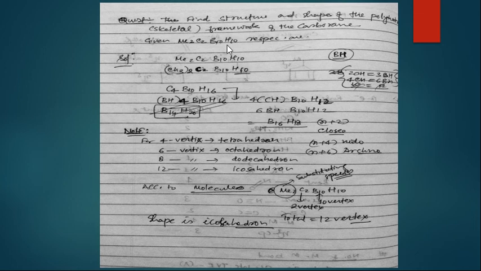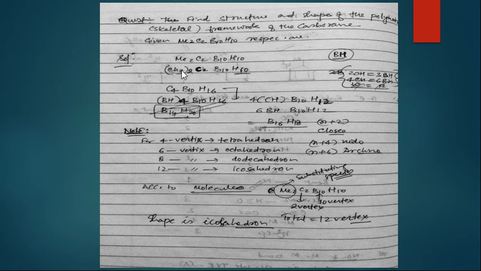So here is an example: find the structure and shape of the polyhedral skeleton framework of carboranes. The given molecule is C2B10H12. How do we find the structure and shape of this species?